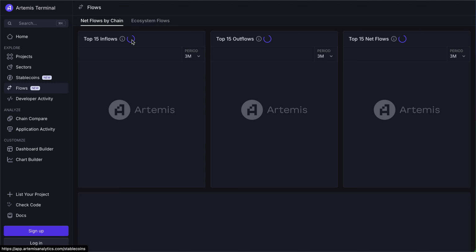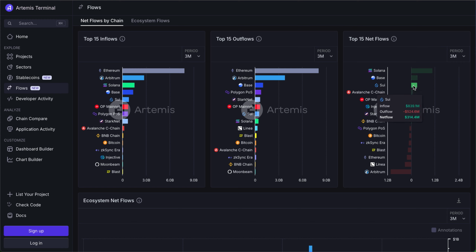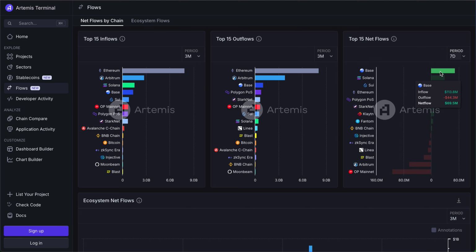And speaking of the ecosystem, I did share this tweet yesterday. So we can see here that over the past 3 months, for starters, we take a look at top 15 net flows overall. 1.1 bill, Base with 332 mil, SUI with 314 mil. Let's take a look at the past 7 days, and you're going to notice here that we have Base in the lead with 69.5 mil, Solana with 40 mil, SUI with 38.3 mil. So catching up here to Solana over the past week.